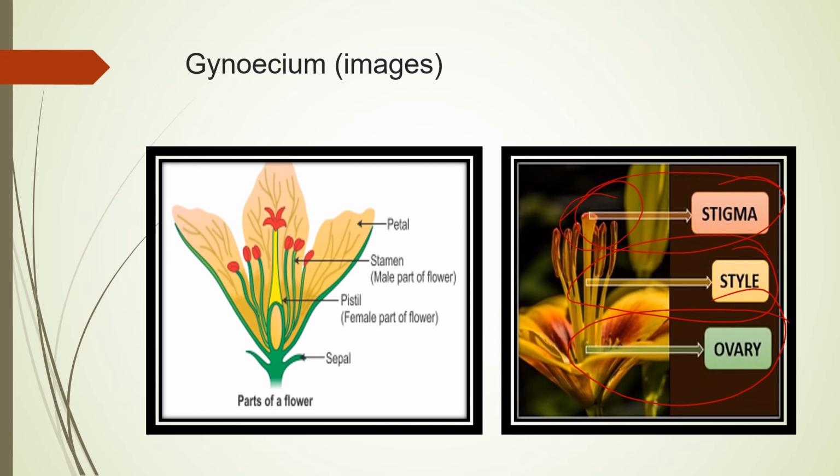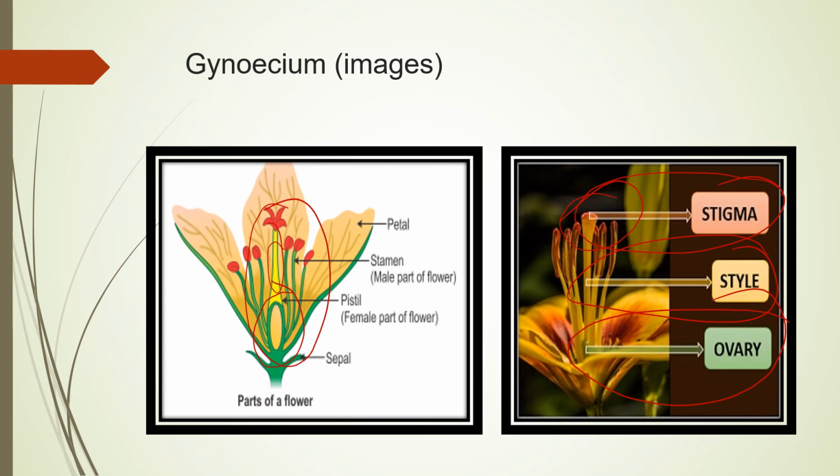First of all we need to see the ovary. What is the ovary? Here we see a distinct diagram. This is the ovary part. It is the basal portion and it has the ovules, or the embryo seeds. The female gametes develop in the ovules.